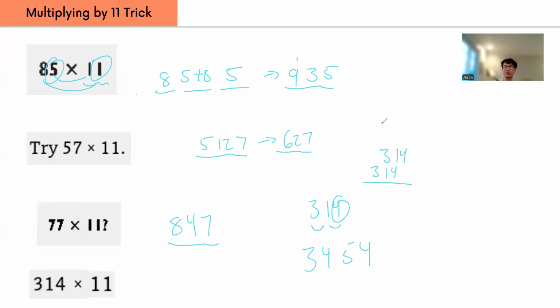So this is what you do when you multiply 314 times 11, right? This is what you're writing down. But instead of writing all of this down over here, what you can basically think about it as is 4, 1, 4, and then 3, 1, and then 3, right? So it's the same trick as 2 digits times 11.